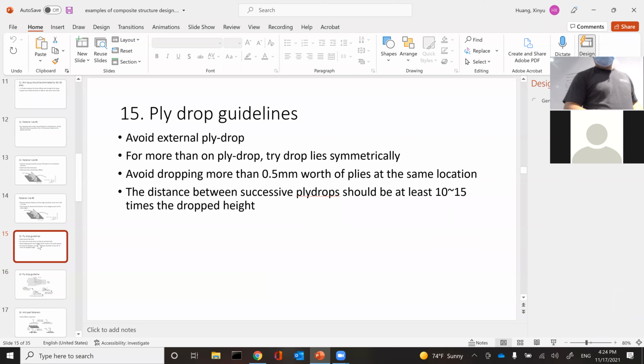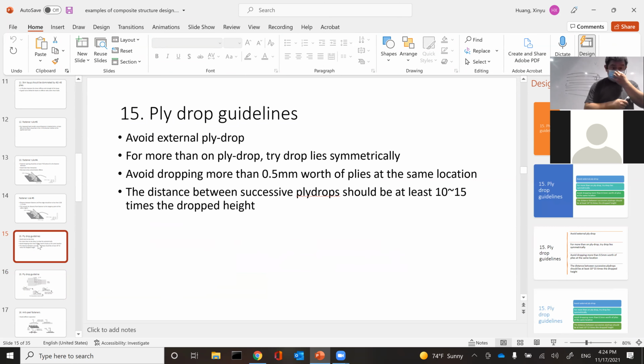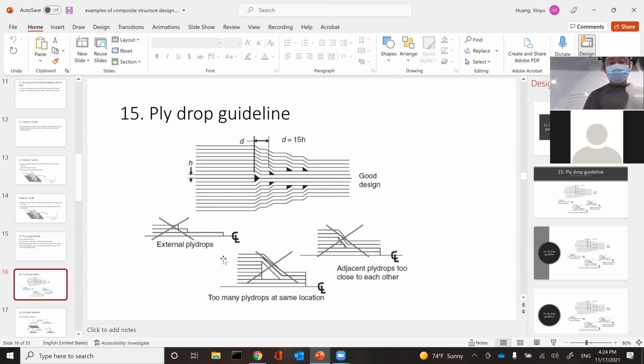Rule number 3 of the ply drop guidelines is to avoid dropping more than 0.5 millimeter worth of plies at the same location. So you don't want to drop a huge amount at one location. You spread it out. This picture here, where my cursor is, is a huge drop at the same location, and you create a huge pocket inside, which is bad. You don't want to have a huge vertical drop at one location.